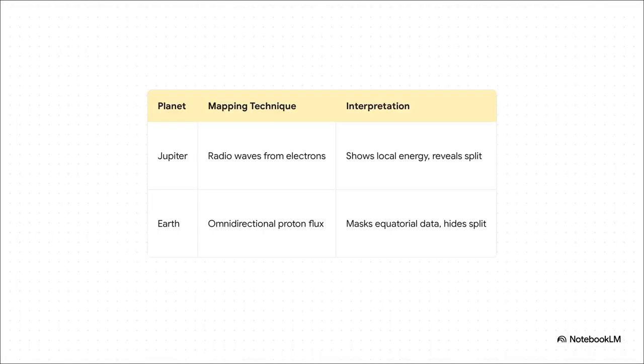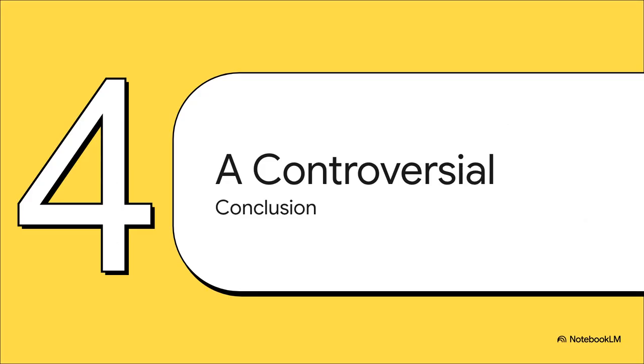He goes even deeper, arguing it's not just the diagrams, it's the methods we use to collect the data. For Jupiter, we used a technique that maps local electron energy, which he says clearly shows the split. But for Earth, he claims, the data often comes from methods like omnidirectional proton flux, which basically averages everything out. A perfect way, he argues, to hide a split right at the equator. And this is where this alternative theory takes a sharp turn, from a scientific argument into some very, very strong and controversial conclusions about the scientific establishment itself.